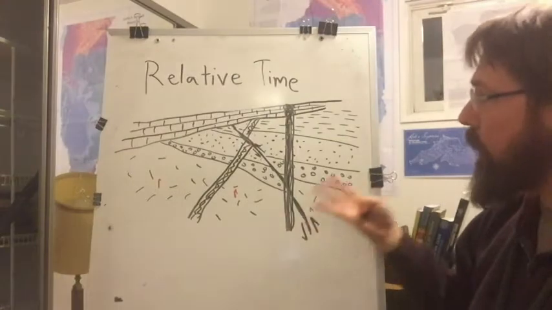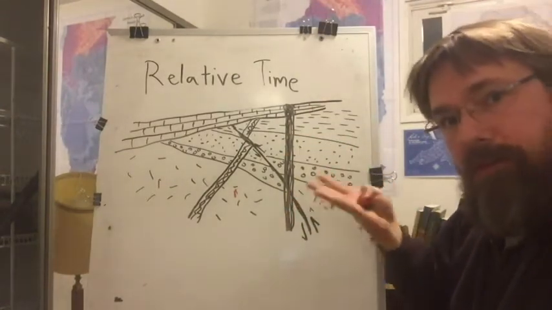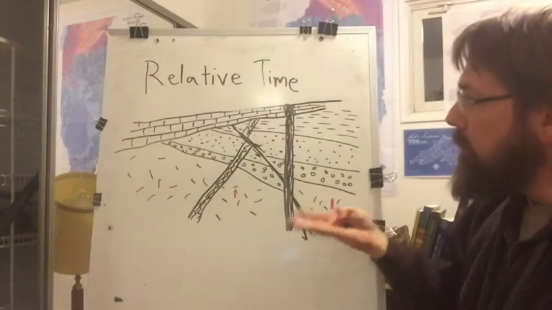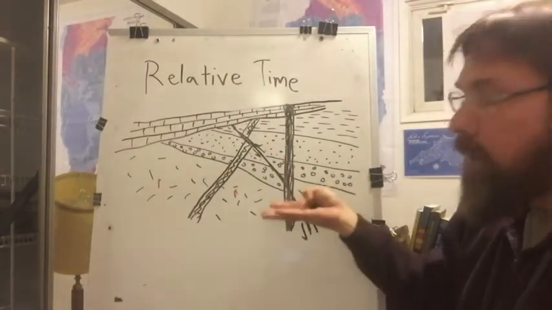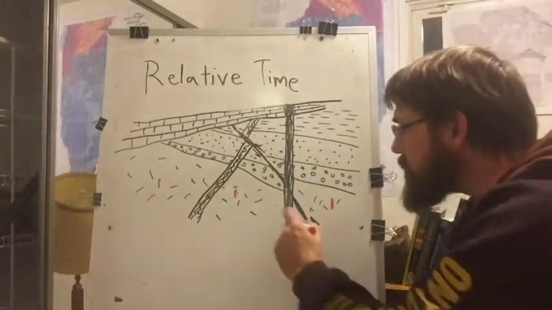All right, so this is the oldest, and using the law of superposition, although it doesn't always apply to igneous intrusive bodies, we can tell that this is our oldest unit. So unit 1 is our oldest.